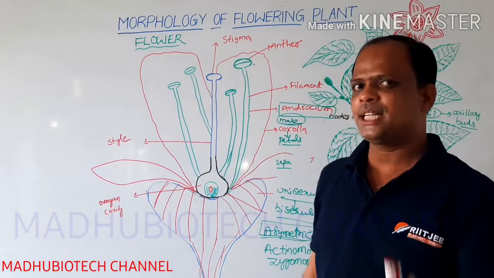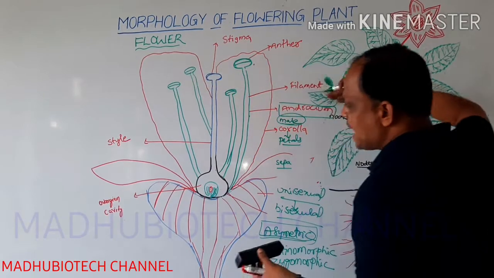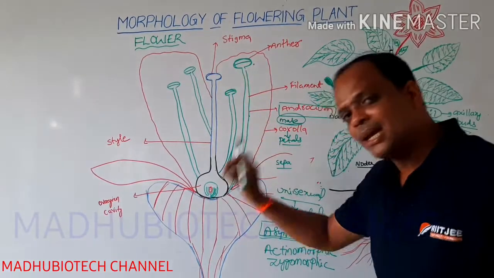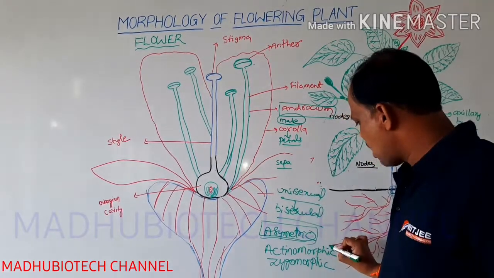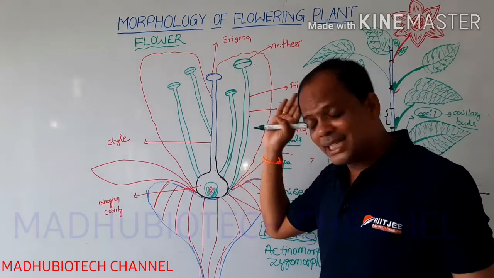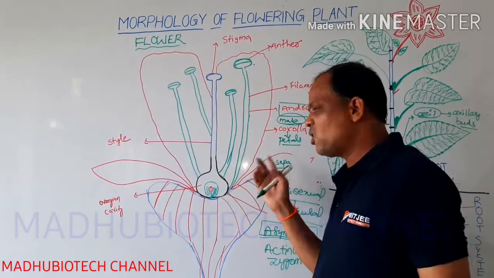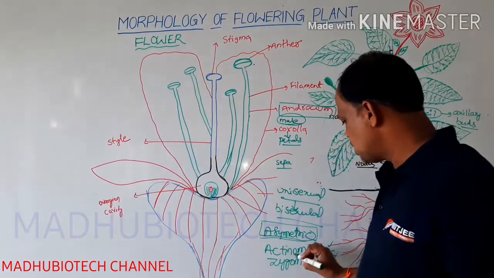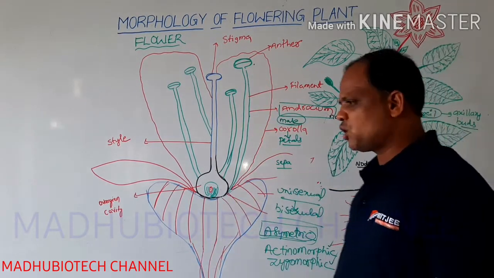The flower can divide into two equal halves. So for example, we cut the flower at this side and this side, that side and the other side. Through the center, in any vertical plane we can divide it into two equal halves. That is called actinomorphic. And zygomorphic means the flower can divide into two equal halves in only one direction. That is called zygomorphic flowers, and this is the structure of flowers.